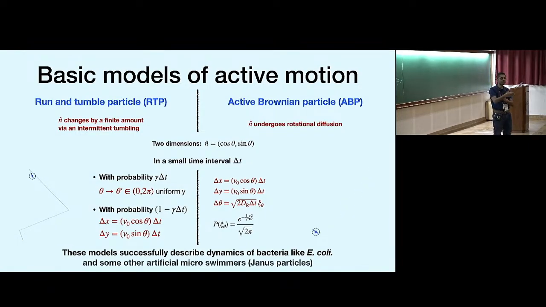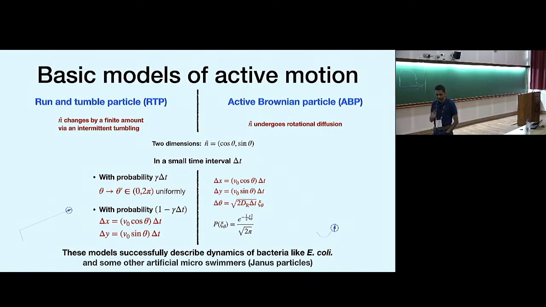changes to a new theta prime with this probability gamma delta t, and this theta prime is chosen independently from 0 to 2 pi from a uniform probability. So irrespective of whatever theta you had, you choose independently. With the rest of the probability, 1 minus gamma delta t, whatever your orientation, you move by delta x equals v0 cos theta times delta t, and delta y equals v0 sin theta times delta t. These are the components of the unit vector, whatever the orientation. It's very simple. So in the delta t time period, either I decide that I change my direction, or whatever direction I had, I just move by a small amount.